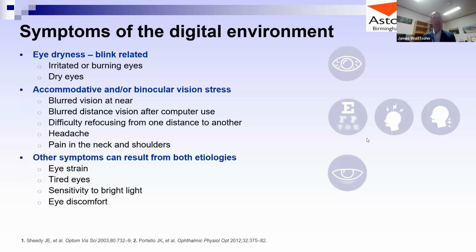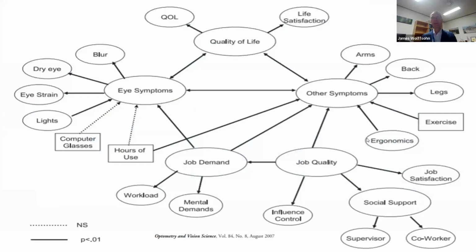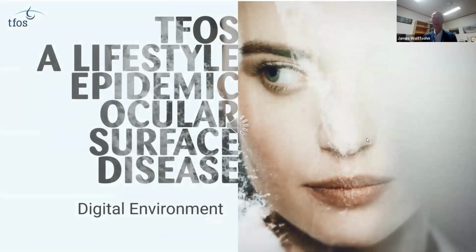So typically here we have eye strain, tired eyes, sensitivity to bright light, and eye discomfort. And researchers have tried to put all of those elements together in some form and relate job demand, job quality, social support, other symptoms, quality of life, and eye symptoms. So it's a complex network of our environment impacting our eyes. So that gives you the setting for TFOS to run their lifestyle epidemic report on the digital environment. And I know you've been looking at each of these over the last few nights.